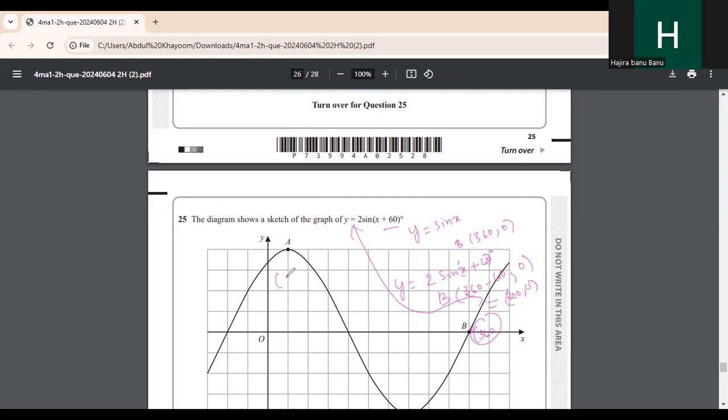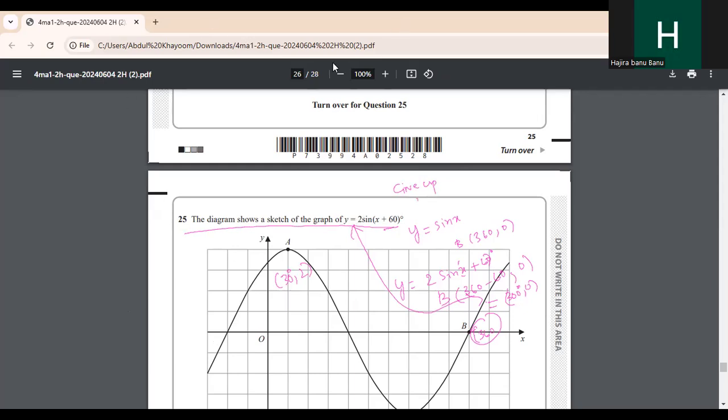So the first point we got was 90 minus 60, that is 30, comma y value was 2. So 30 degrees, comma 2. And here it is 300 degrees, comma 0. This is the answer for this type of question. So don't give up on these kinds of questions. If you recall the transformation of graphs, then you can easily do it.